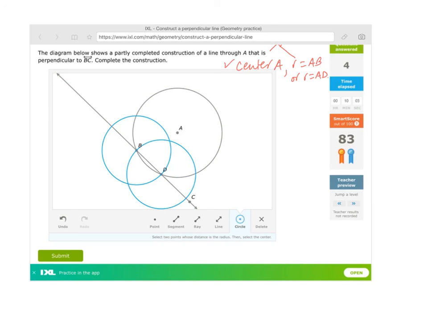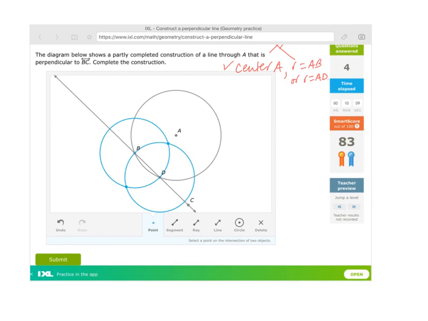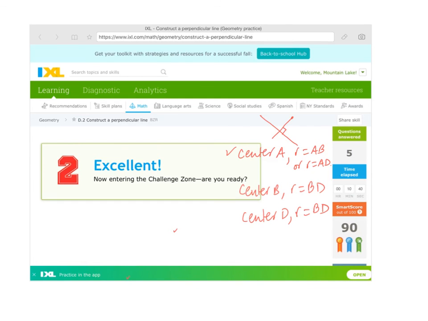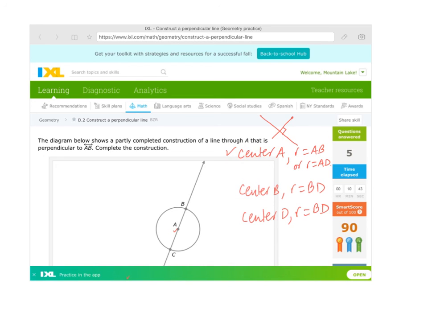And then we can mark these points right here. So now what did I do? Like in this case, I just did the center B, radius BD, and then I did center D, radius BD. Right? And then now I mark these 2 points up here, this one and this one, and I'm going to join it to A with the line segment. So I got my perpendicular line. Let's hit submit, and then I'm already in the zone, right?